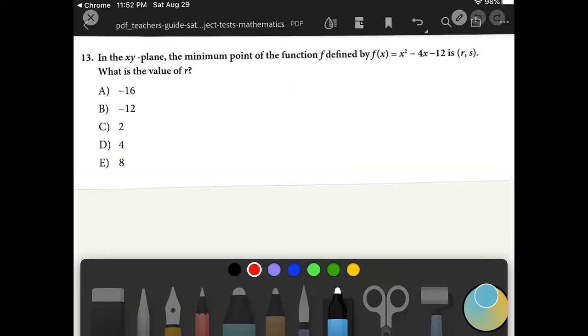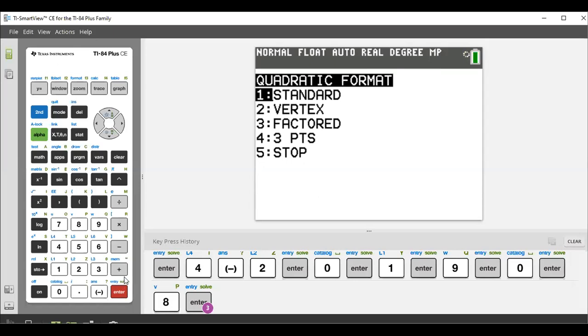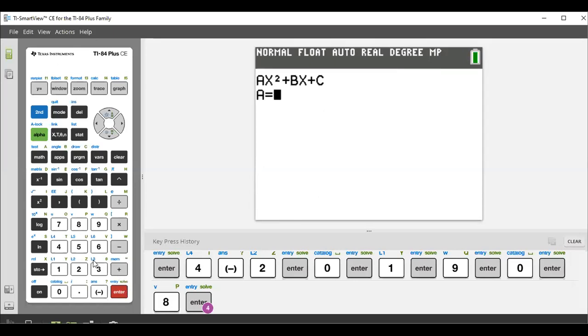All right, it says in the xy plane, the minimum point of the function f defined by f of x equals x squared minus 4x minus 12 is (r, s). So this is the vertex, and they want to know what the x-coordinate of the vertex is. This is a pretty straightforward question. I would go to my calculator and press enter. They gave us the quadratic function in standard form. The leading coefficient was a -4. The b term would be also a -4. Whoops. Actually, I messed that one up. Let's try this again.